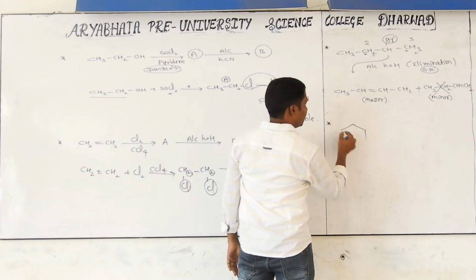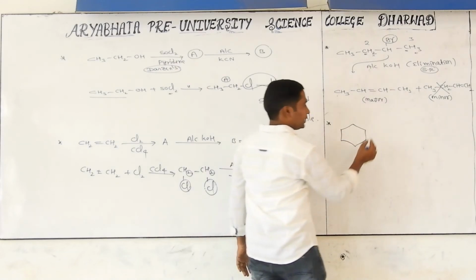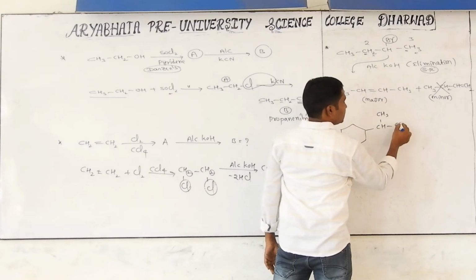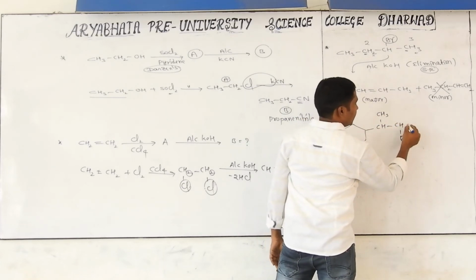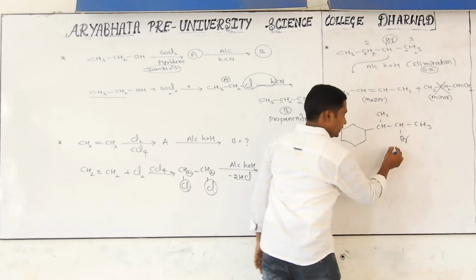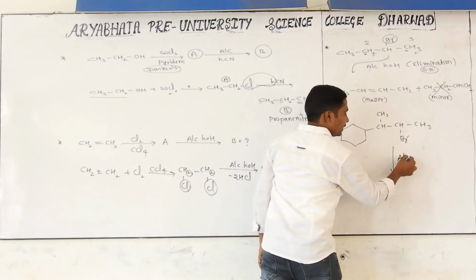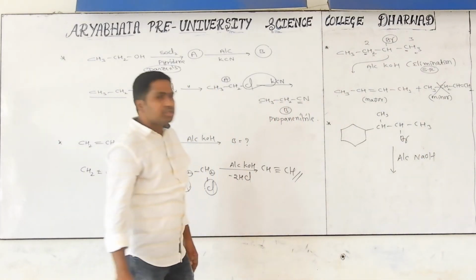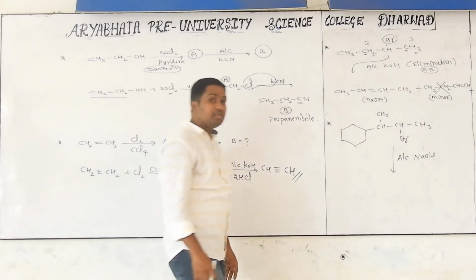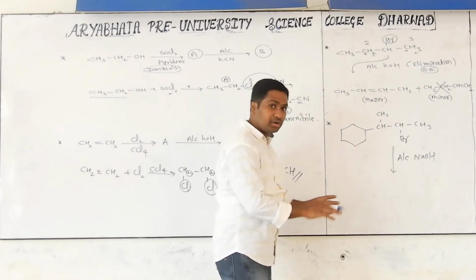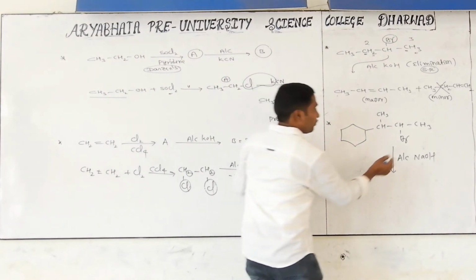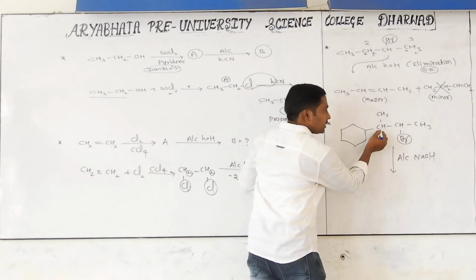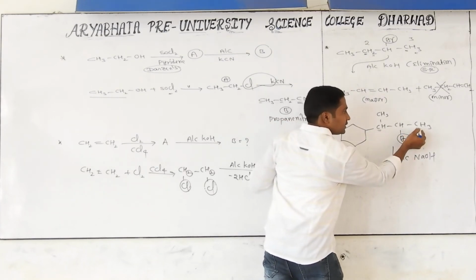I will give you one more question for understanding. See carefully: cyclohexane with CH, CH3, CH, Br and here CH. It is reacting with alcoholic NaOH. Alcoholic means no doubt elimination. Which molecule is eliminated? HBr elimination, dehydrohalogenation. From here, no doubt Br. With respect to that carbon, the adjacent carbons are one on the left side and one on the right side.